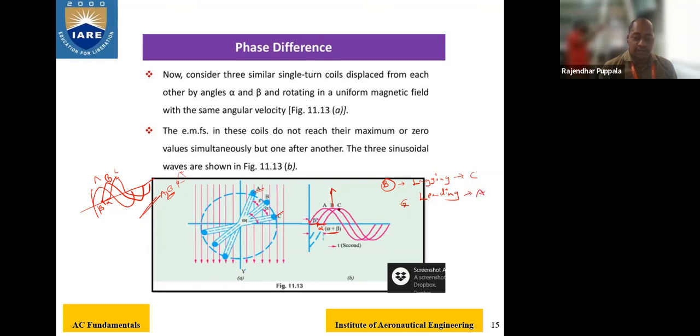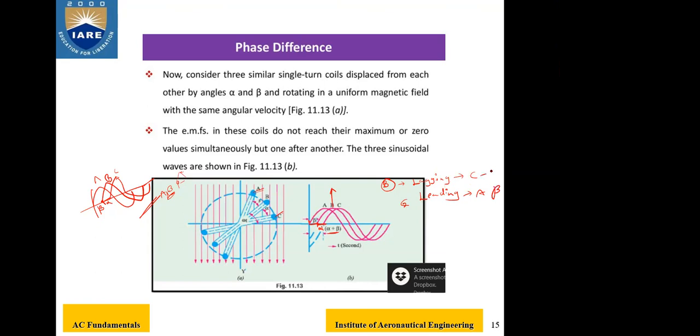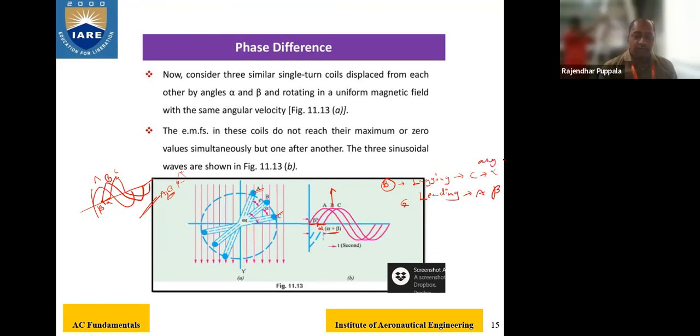See, here C starts after B, after an alpha angle. A is before B with an angle of beta, so it is leading with an angle of beta here, and lagging with an angle of alpha here, right? So this is the concept of phase difference here.